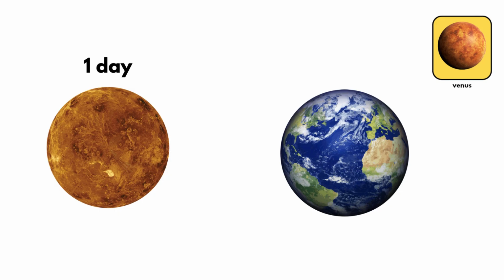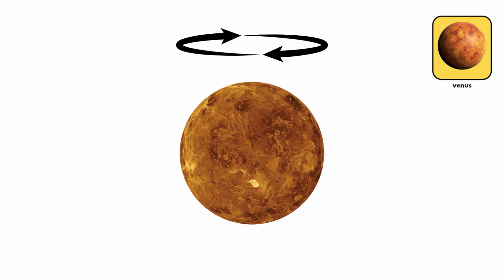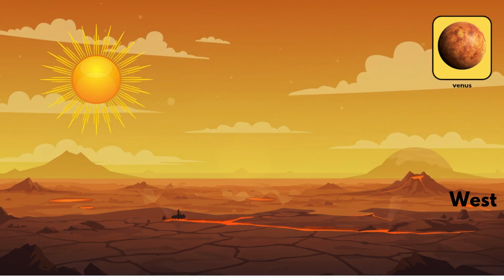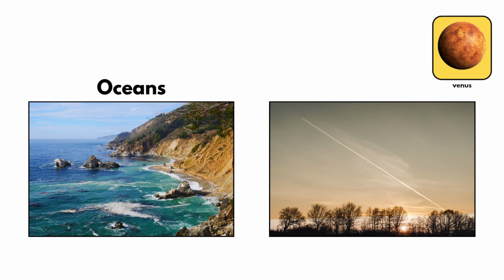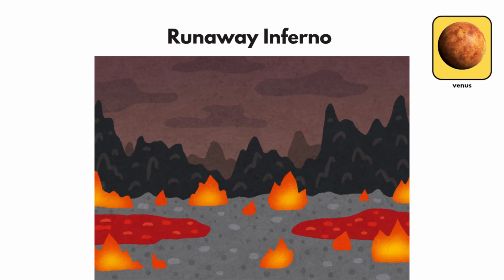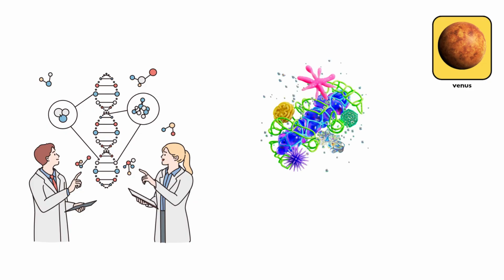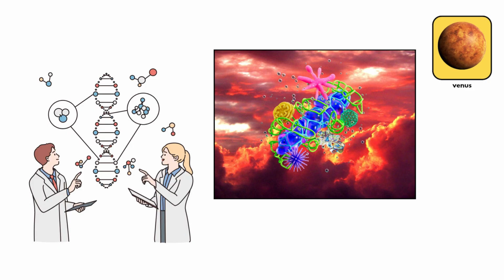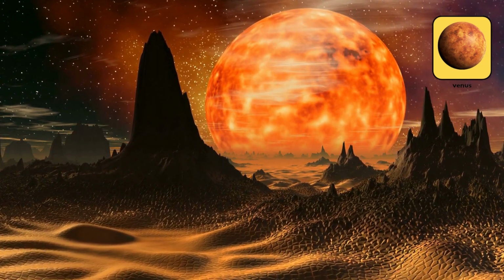Oh, and get this, one day on Venus lasts 243 Earth days. That's longer than its year. It spins backwards, so the sun rises in the west and sets in the east. Despite all this chaos, Venus might have once had oceans and a milder climate. But something went wrong, horribly wrong, and it became a runaway inferno. Some recent evidence even suggests there might be signs of microbial life floating high in its clouds. If that's true, Venus would be proof that life can survive even in hell.